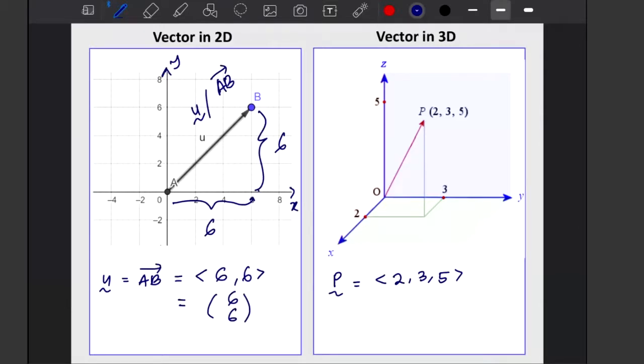We have the x component. We call it a component of vector. So in 3-dimensional, we have 3 components of vector: x, y, and z.